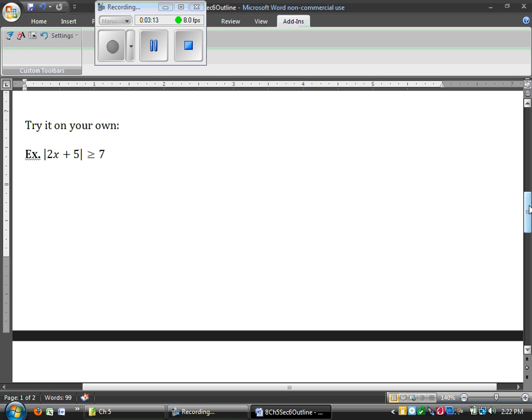All right. The first is to keep it the same: 2x plus 5 is greater than or equal to 7. For the other, we'll have 2x plus 5 is less than or equal to negative 7. One way that I remembered it, and the way that I was taught, was the little phrase: you're greater than the positive, less than the negative. So when you set the two up, you're greater than the positive, less than the negative.